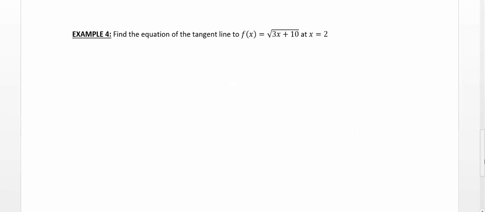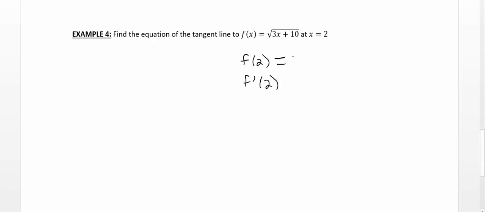Example 4. Find the equation of the tangent line to f of x equals the square root of 3x plus 10 at x equals 2. So we've done equation of a tangent line problems before, but now our derivative involves the chain rule. Remember, in order to get the equation of a line, we're going to need the point and the slope. We're interested in what's happening at x equals 2, so we need f of 2 and f prime of 2.